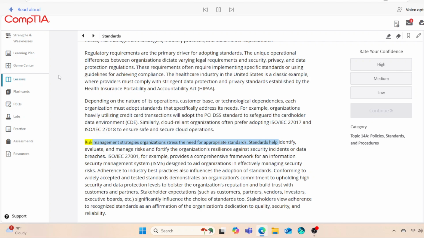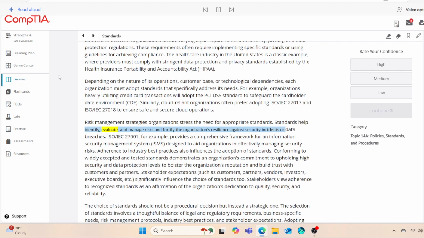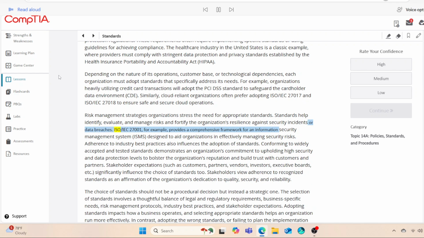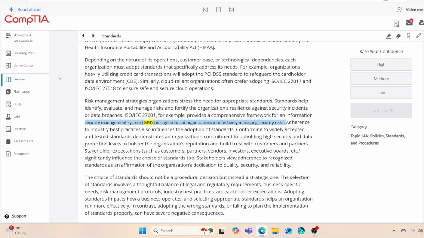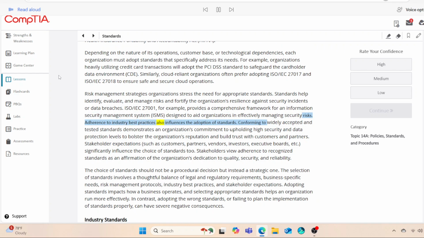Risk management strategies. Organizations stress the need for appropriate standards. Standards help identify, evaluate, and manage risks and fortify the organization's resilience against security incidents or data breaches. ISO/IEC 27001, for example, provides a comprehensive framework for an information security management system, ISMS, designed to aid organizations in effectively managing security risks. Adherence to industry best practices also influences the adoption of standards.